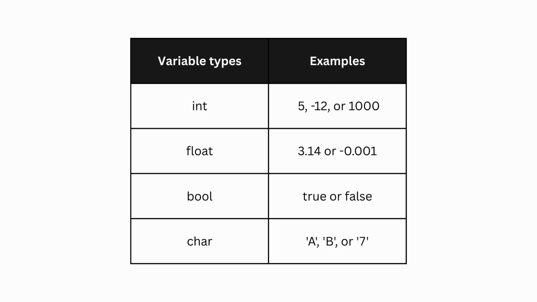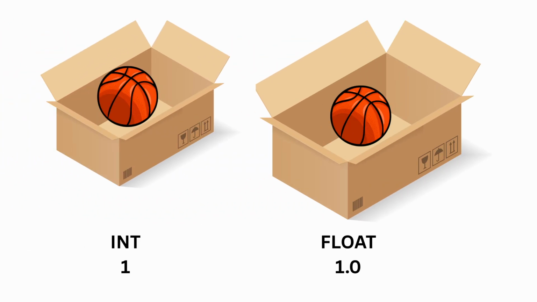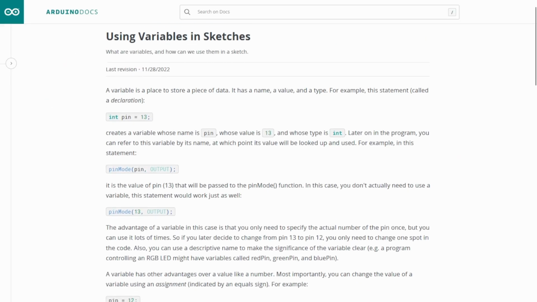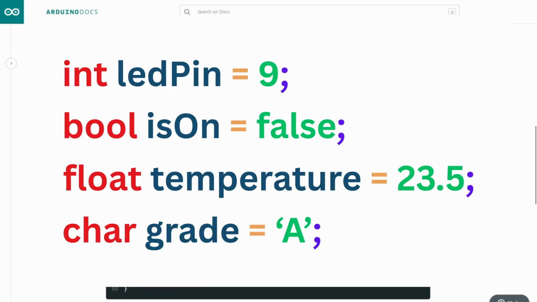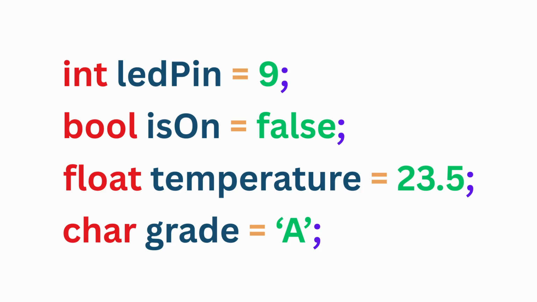You may be wondering, why do these types exist? In short, because microcontrollers like the Arduino have limited memory. For example, a float, which stores decimal numbers, usually takes up more memory than an int, which stores whole numbers. So even though you can store a number like 1 as 1.0 in a float, it's better to use an int if you don't need the decimal. You can refer to the official Arduino documentation for more details about this topic. Here's how you can declare variables on Arduino IDE.